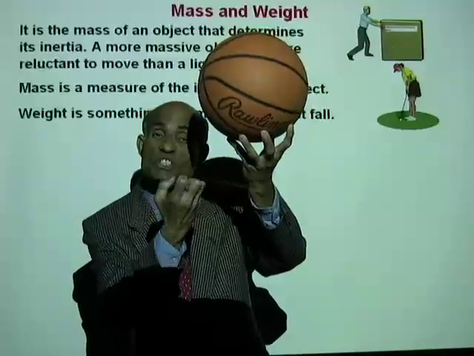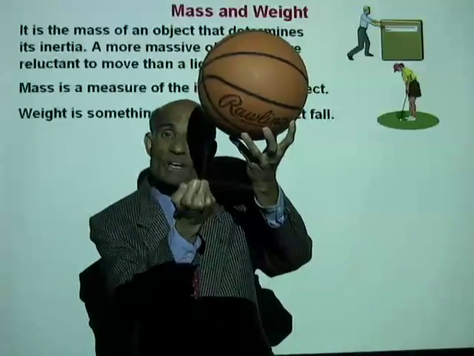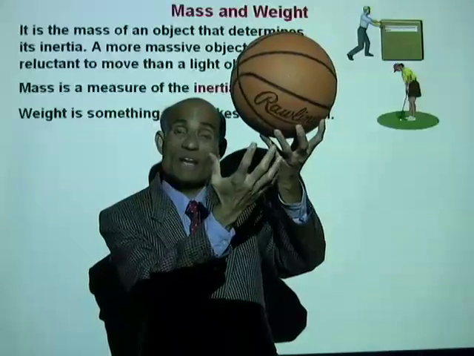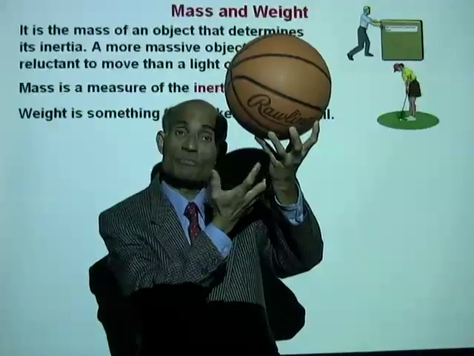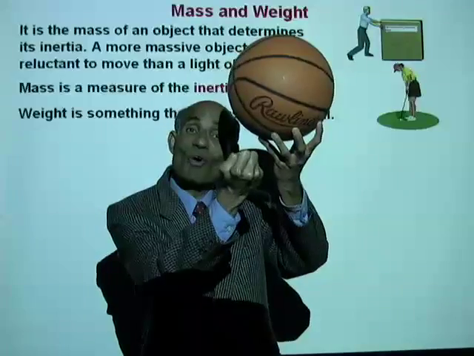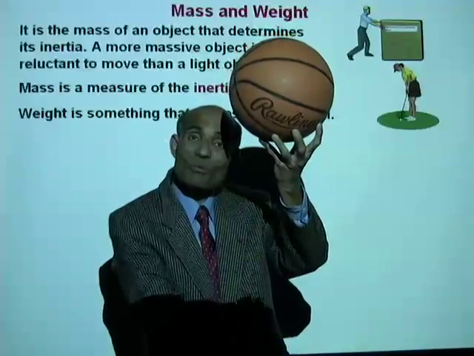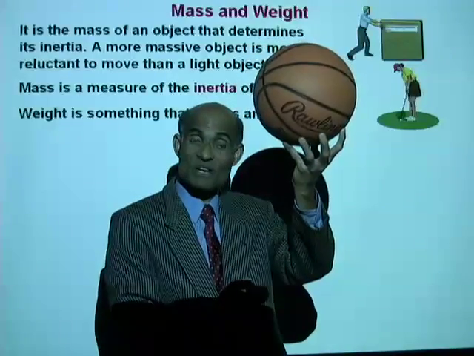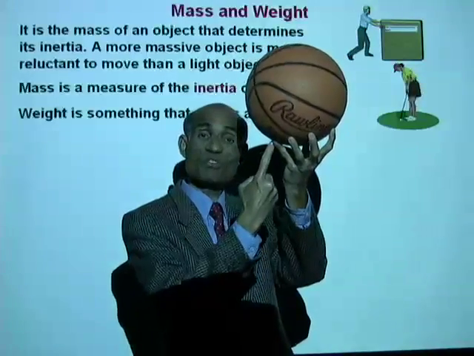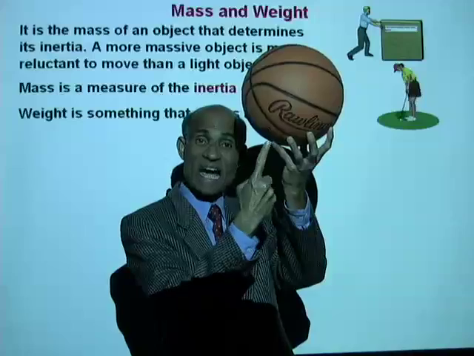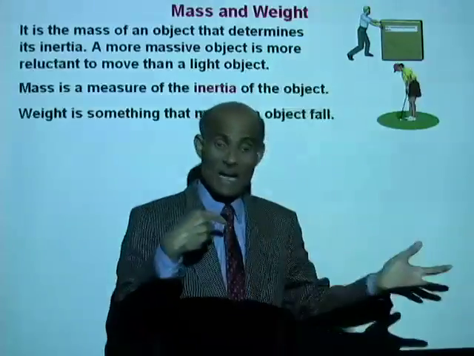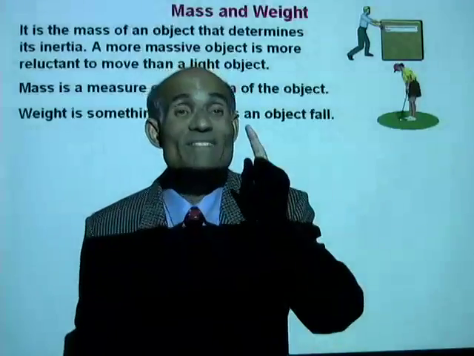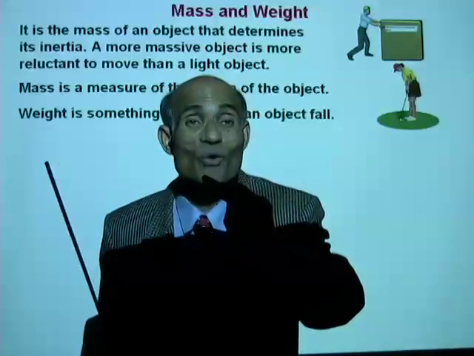Falling means it is changing its state of rest. So what is making the ball fall? When I take my hand off, there is a net force that is pulling the ball towards the earth. It is called the force of gravity. So it is the force of gravity acting on this object that is going to make it move. In other words, weight is a force.